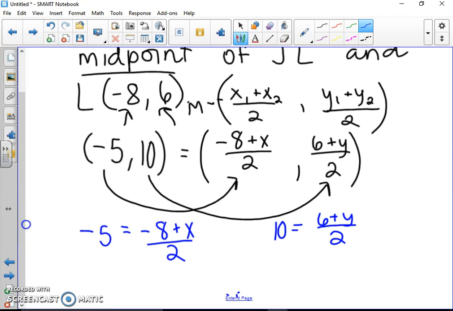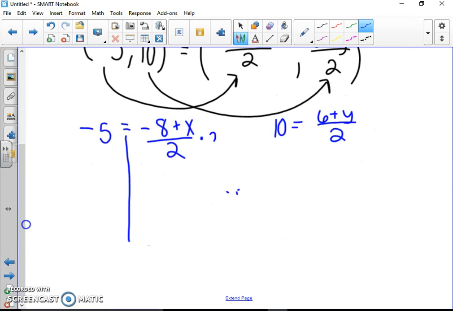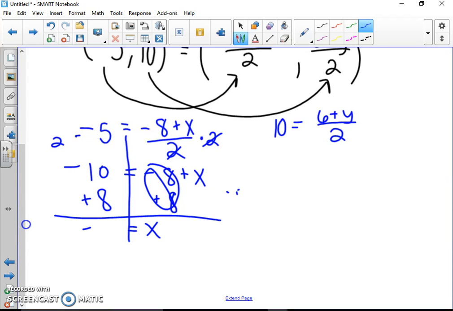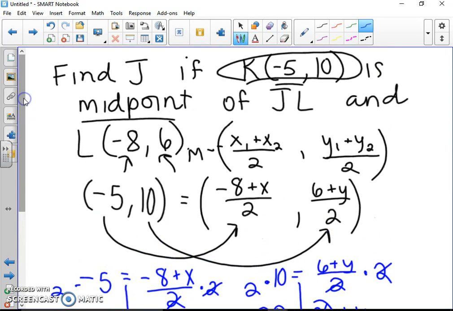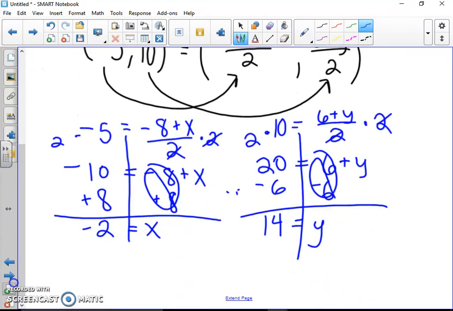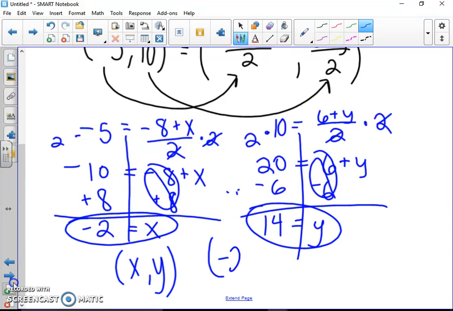We can solve those equations. We did these in class. Multiply both sides by 2: -10 equals -8 plus x, add 8, x equals -2. For this one, times 2, 20 equals 6 plus y, minus 6 minus 6, y equals 14. Now we have to put them together for our final answer because they're asking us to find J. So we're finding a point. Well, a point is made up of an x and a y. We found an x, we found a y, so our final answer is (-2, 14).